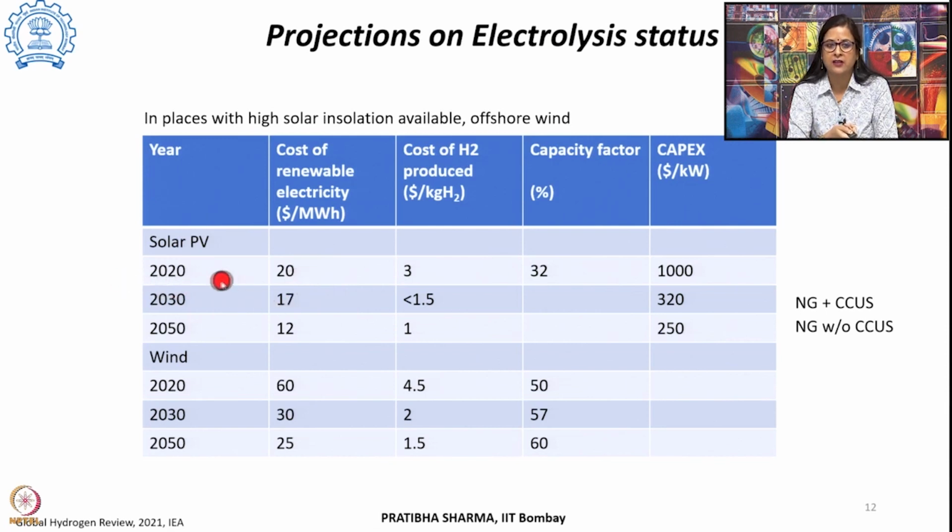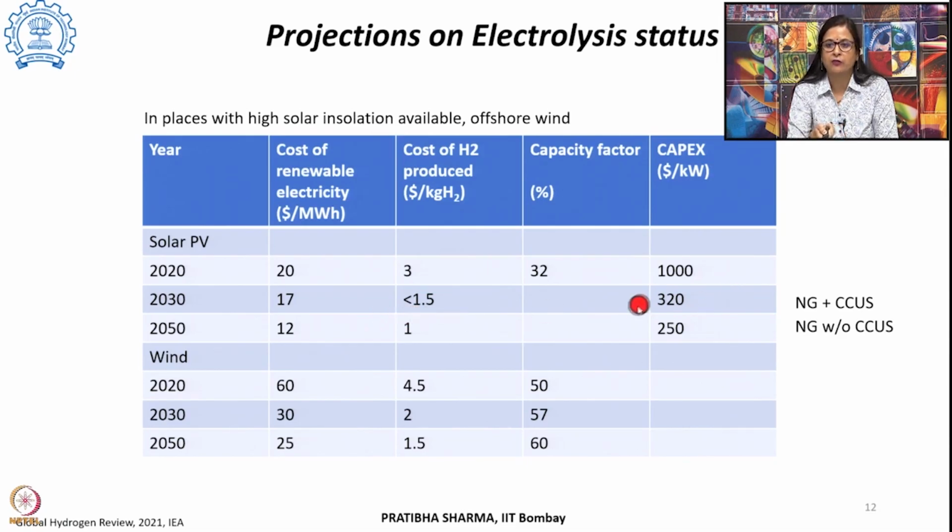Now, considering the current status, say 2020, where the cost of renewable electricity in Middle East is taken as $20 per megawatt hour, the cost is $3 per kg of hydrogen being produced with a capacity factor of the plant 32%, considering a capex of electrolyzer being $1000 per kilowatt. Now, it is expected that in 2030 the cost of renewable electricity price, if it reduces to $70 per megawatt hour, the cost of hydrogen will go down to $1.5 per kg.